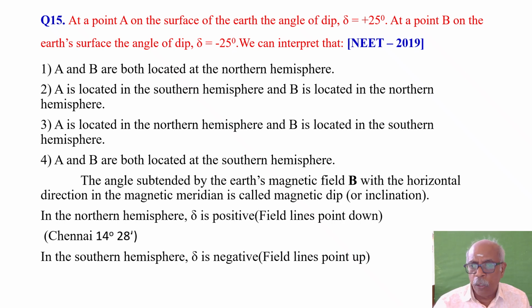That's it. So our Chennai is in the northern hemisphere. Its angle of dip is 14 degrees 28 minutes. That's just an example. So any point which is in the northern hemisphere will have a positive delta value. Similarly, any point with a negative value of delta will be in the southern hemisphere. So in the southern hemisphere, delta is negative because field lines point up.